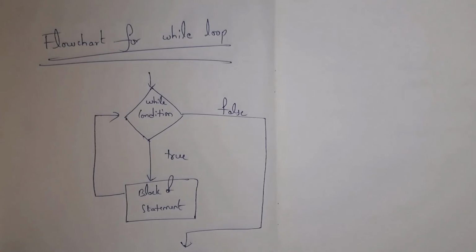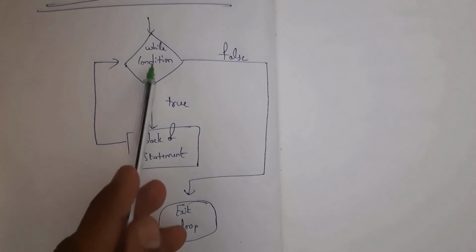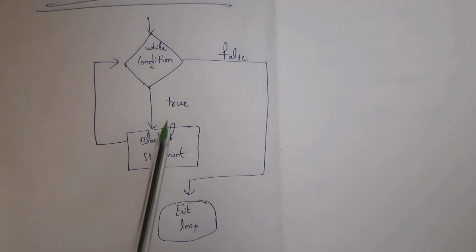This is flowchart for while loop. At first you need to write while condition. As we know, we need to write condition in rhombus. So I written while condition in rhombus. Until this condition is true, then whatever the statements that are present inside this while will be executed. And whenever condition reaches to false, then it will end this while loop. This is flowchart for while loop.